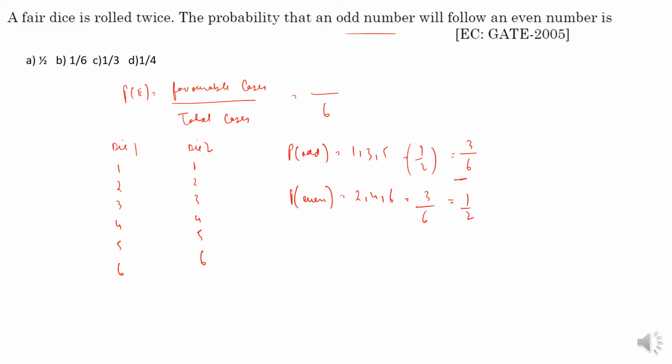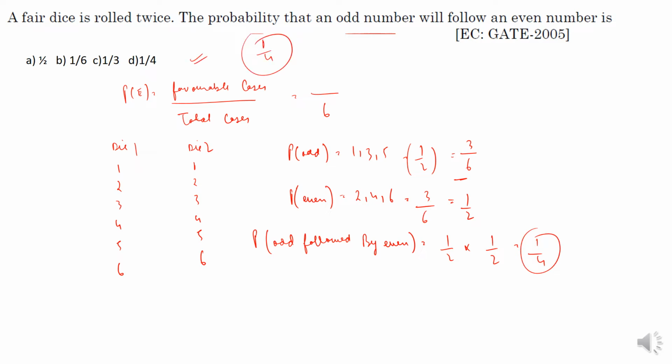So now the answer to the question, probability of odd followed by even, is 1 by 2 into 1 by 2, which is 1 by 4. The answer to this question is option D, 1 by 4. I hope this was well understood.